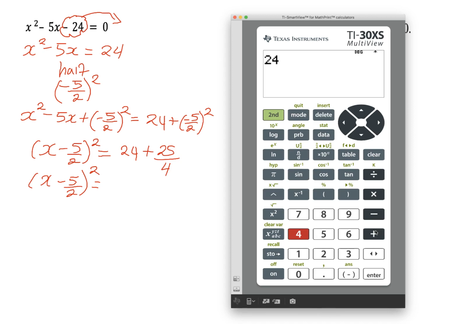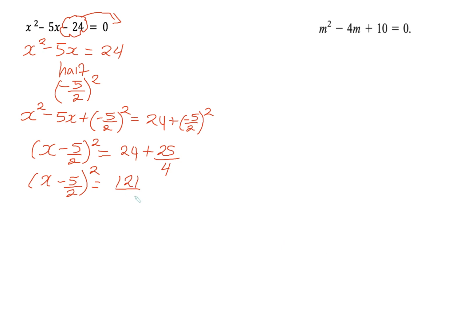So you get 24 plus, and then 25/4, and I'm going to go to the right, and I hit enter. Notice my answer is 121/4. So that's 121/4. And remember, to solve for the x, we're going to have to take the square root of both sides. And I'm going to take the square root of 121/4. This would just be x minus 5/2 equals this, plus or minus.